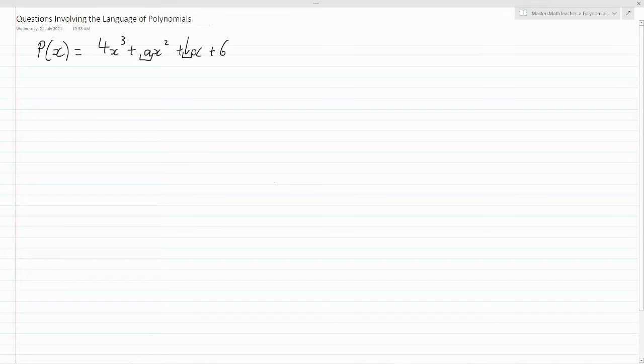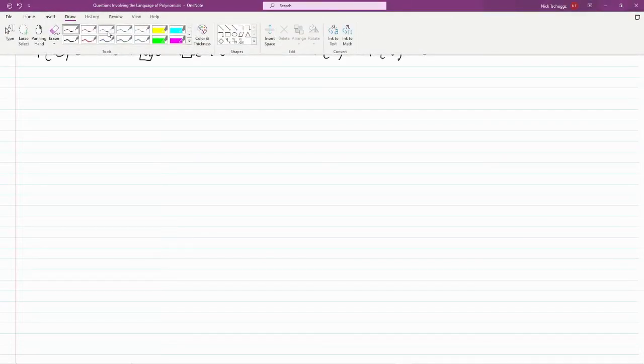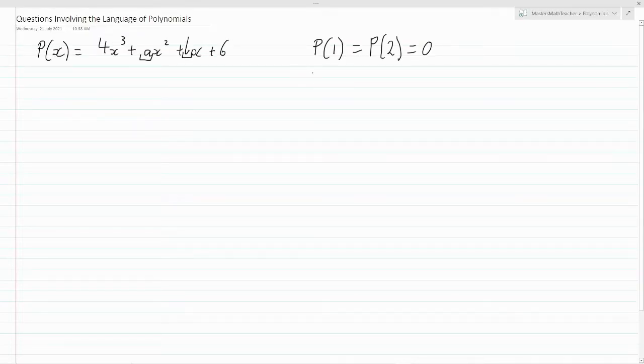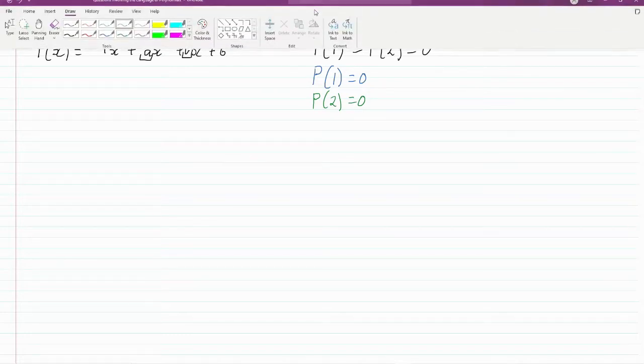So if we want to find two unknowns, we need two bits of information. So let's give you p of 1 equals p of 2 equals 0. Okay, so this is the sort of question you might get presented with. Now, what this means is we've got two equations here. P of 1 equals 0 and p of 2 equals 0. Now the reason I've written these in two different colors is so that we could distinguish them when we substitute the values. So let's do our blue one first.